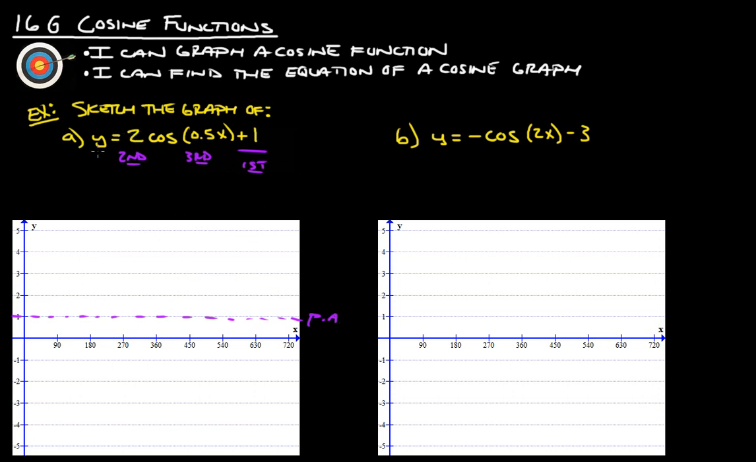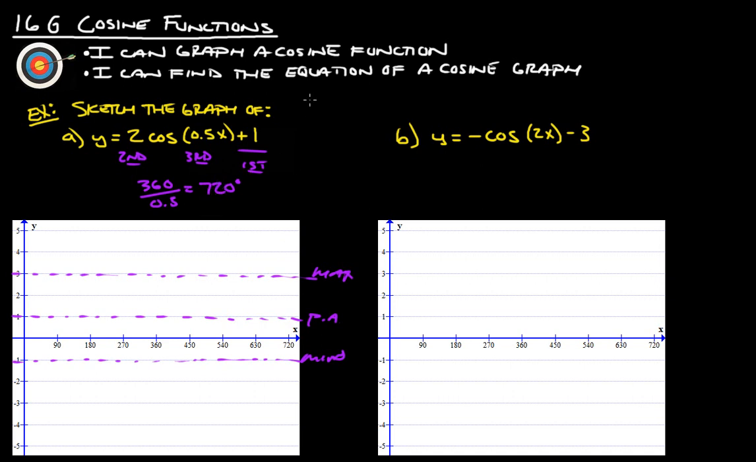The amplitude is 2, so that means it goes up 2 from the principal axis to get to the max, and then also goes down 2 from the principal axis to get the minimum. Whoa, that's terrible handwriting. You get the idea though. Okay, and then the last thing here is 0.5. So remember, we always take the period 360 and divide by what number they give us, 0.5, and that gives us 720 degrees. So the period is going to take 720 degrees to complete.